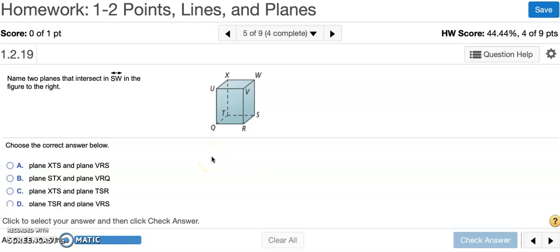Okay, number 5 is asking you to name the 2 planes that intersect in line SW. SW is right here. So the 2 planes that intersect are the planes in the back and the plane on the side. So that includes the letters. That would be XTS and VRS for this plane.